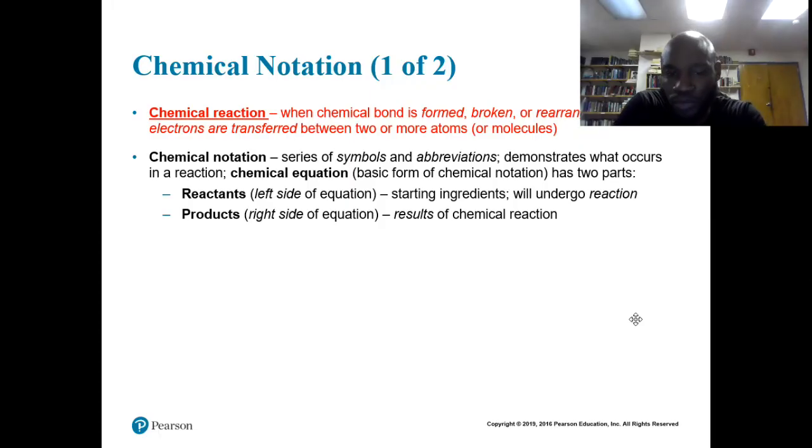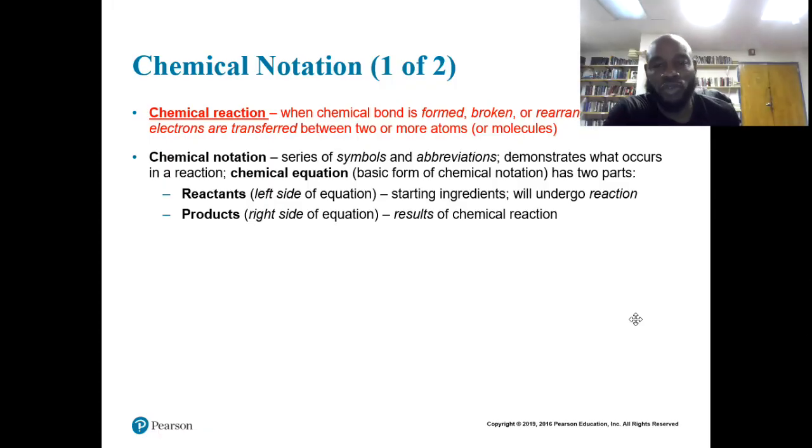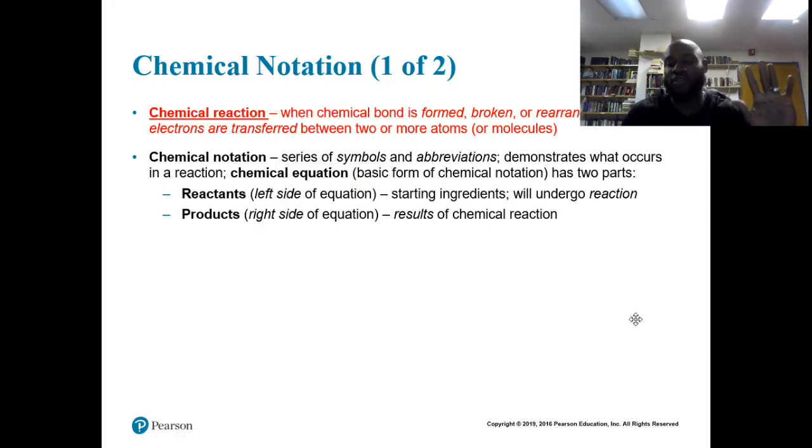Chemical notation. You see listed here symbols and abbreviations which demonstrate what happens in a chemical reaction. We have an equation. For instance, we have 2 hydrogen plus an oxygen equals H2O, water. So two hydrogen atoms plus 1 oxygen atom equals a molecule of water, H2O. All right, so that would be a chemical equation.